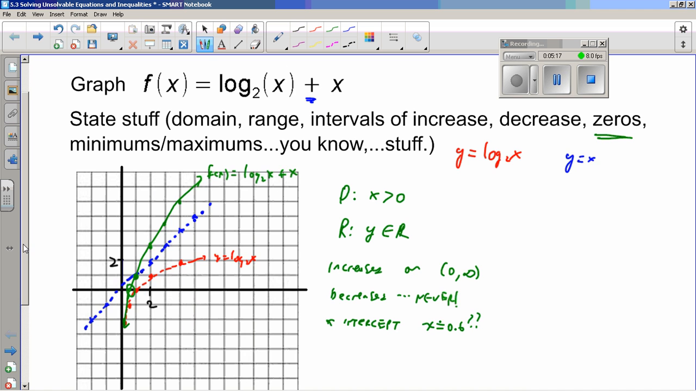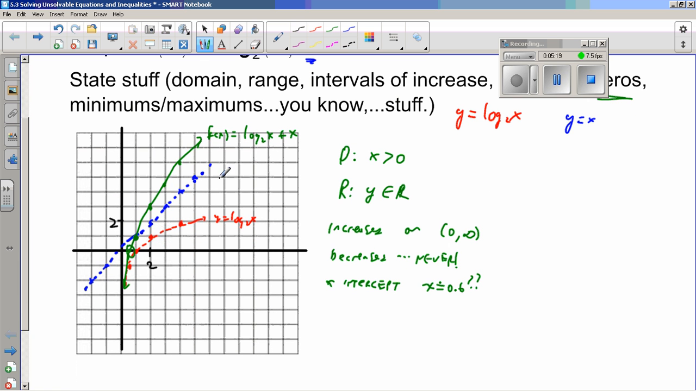Minimums and maximums. Well, this graph has no turning points. It's always increasing. So does it have a minimum or a maximum? No. No minimums, no maximums. And that's it for the stuff.